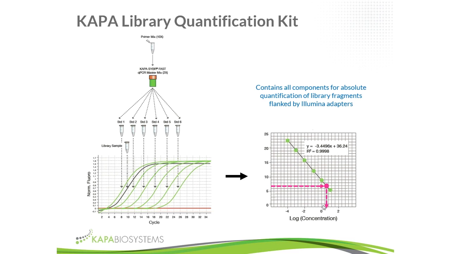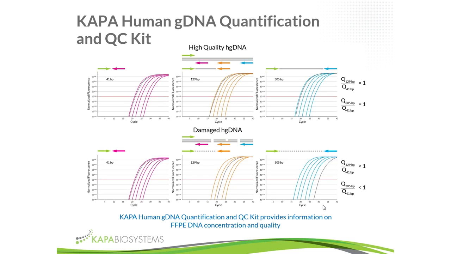There's also possibilities if you're working with customized adapters or truncated adapters. There are possibilities to adapt this assay to allow you to assess the yields of adapter-ligated library before you've added the flow cell primers. And then the human genomic DNA quantification and QC kit, the principle is exactly the same.